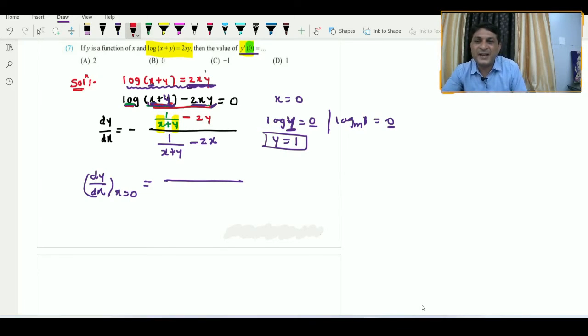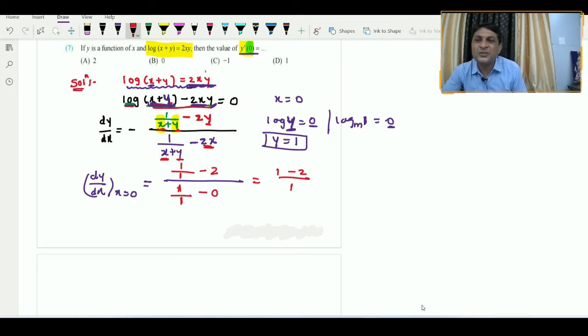Now we substitute x is equal to 0 and y is equal to 1. So 0 plus 1 will be equal to 1, minus 2 into y, but y is 1, so 2 into 1 will be equal to 2. In the denominator also we replace x by 0 and y by 1, so 0 plus 1 will be equal to 1. As the value of x is 0, the next term becomes 0. So in the numerator 1 upon 1 is 1, 1 minus 2, and in the denominator 1.